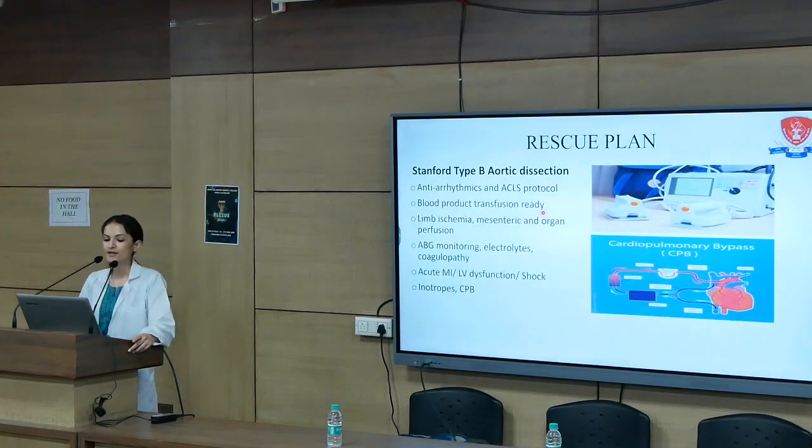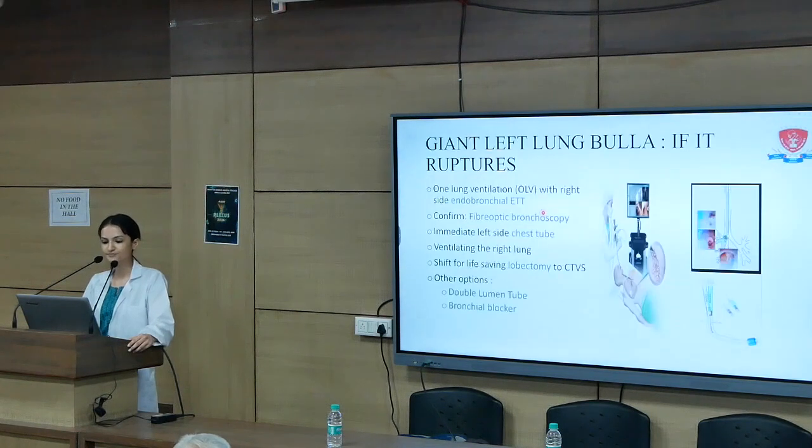Rescue plan. We were prepared with antiarrhythmics, inotropes, initiation of ACLS protocol, and even cardiopulmonary bypass, in case of any complication like limb ischemia, mesenteric and organ malperfusion, acute myocardial infarction, left ventricular dysfunction, shock. ABG monitoring was done both pre-operatively and post-operatively, along with intraoperative ABG monitoring. Blood products were kept ready for transfusion.